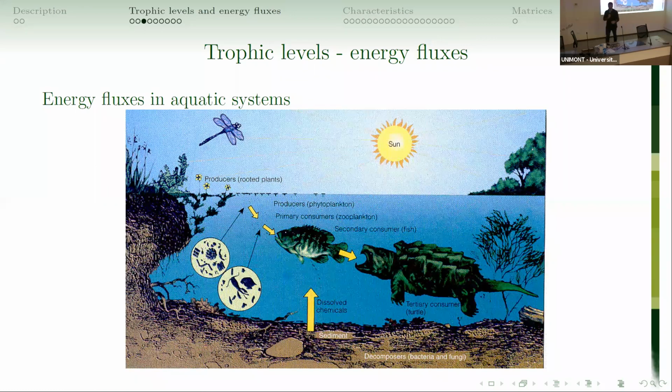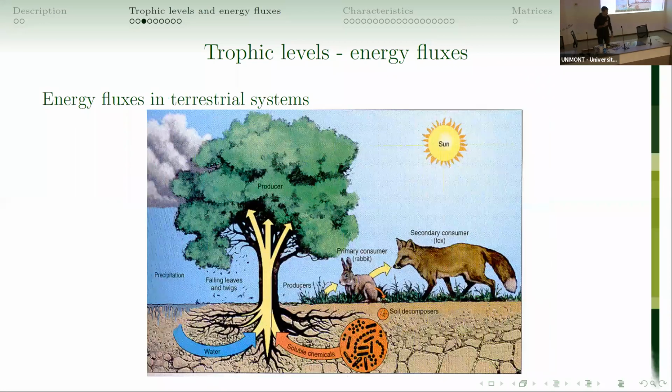And we have the same in terrestrial ecosystems. Here we have the producers, primary consumer, and secondary consumer, and we have like an eagle could eventually predate on the fox, which would be a tertiary consumer. Okay, this food web of 3 species, well, 3. This is not a species; it would be a guild, and 2 species. So this would have 3 trophic levels.